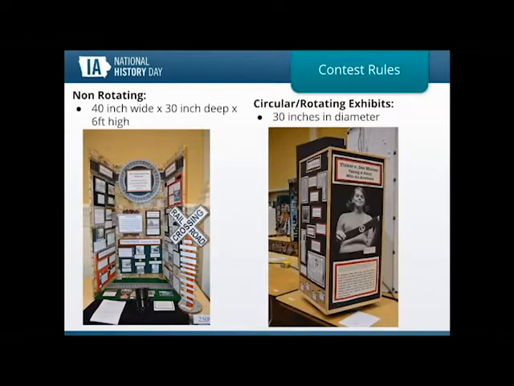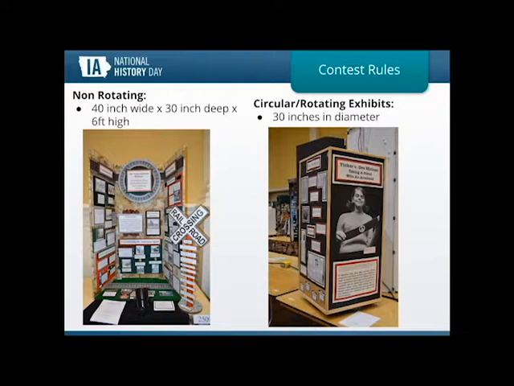Wonderful, thank you. Now we're going to dive into some of the contest rules with exhibits. So the overall size of your exhibit must be no larger than 40 inches wide, 30 inches deep, and 6 feet high. So the measurement of the exhibit does not include the table on which it rests.